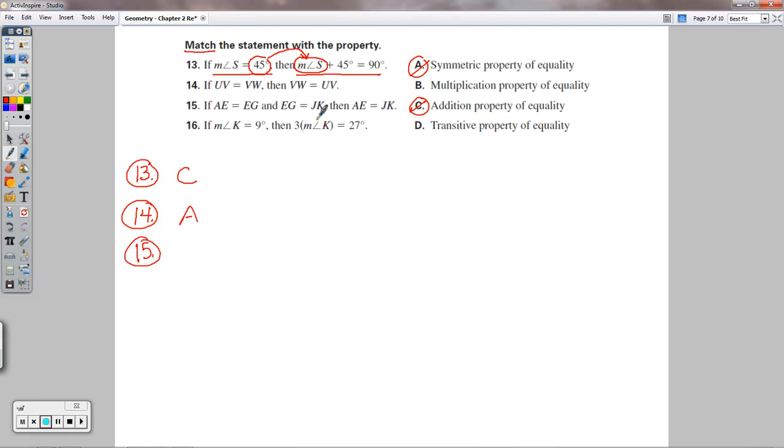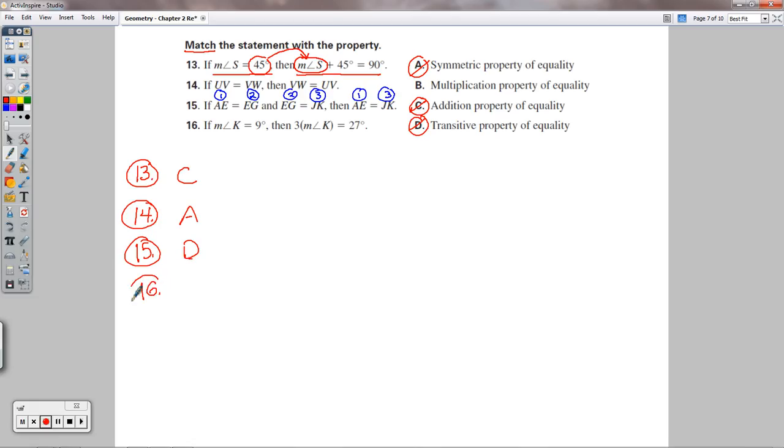Let's see if this is a matching problem where you use each one exactly once. So if AE equals EG and EG equals JK, then AE equals JK. This is very much like the law of syllogism. You have that first thing equal to a second thing, the second thing equal to a third thing, therefore the first thing is equal to the third thing. That right there is the transitive property of equality. That's that one in action. So we've got choice D for number 15.